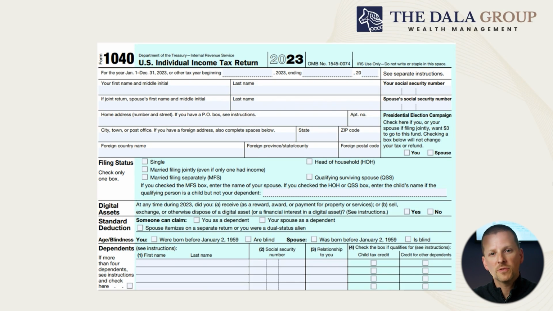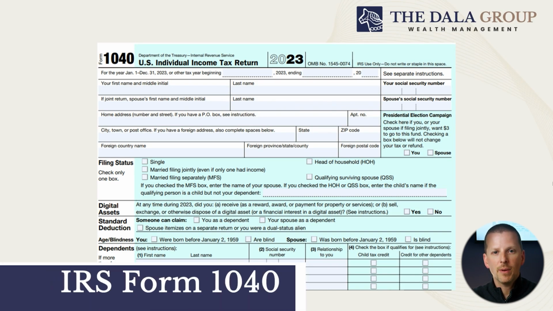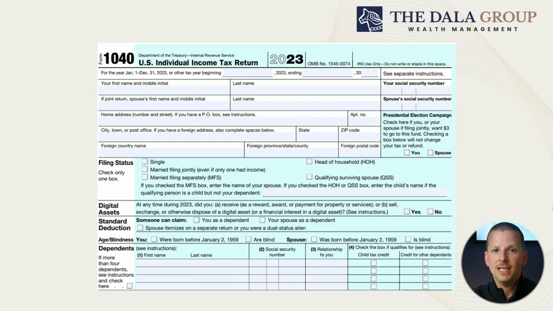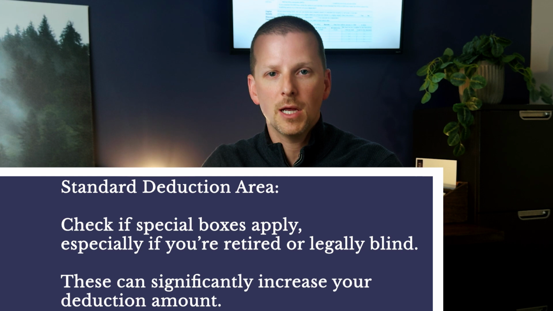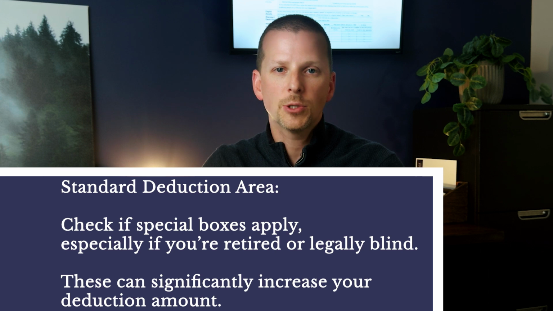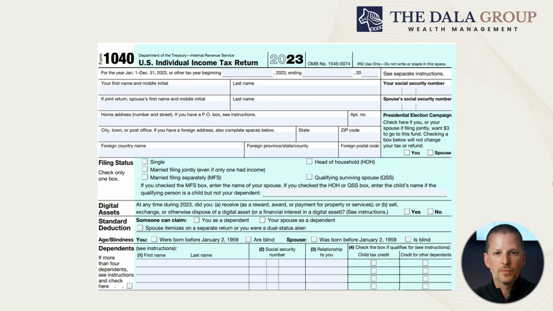If you're unsure which filing status to select, we recommend reading the IRS Form 1040 instructions. You can find those easily by searching Form 1040 instructions in your preferred web browser. The instructions provide detailed descriptions of each option to help you select the appropriate one. Now, once you finish your filing option selection, you're going to check whether the boxes in the standard deduction area apply to you, especially if you're a retiree or legally blind. This can significantly increase the amount you can deduct from your income.